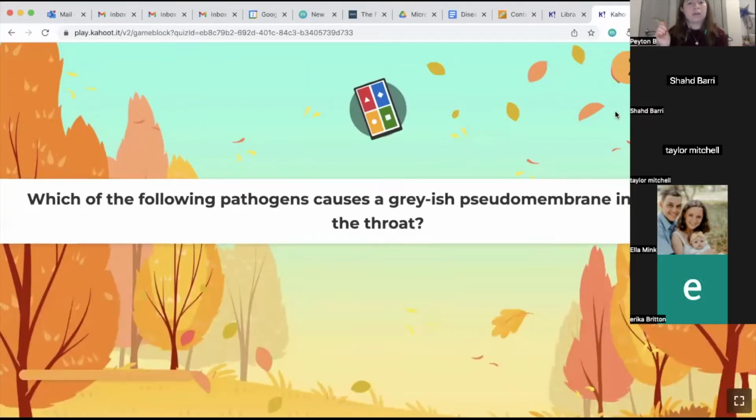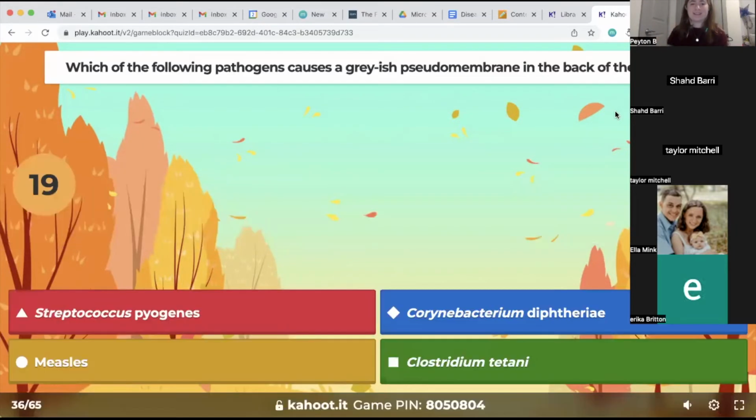All right, which of the following pathogens causes a grayish pseudomembrane in the back of the throat? We've gotten to the pathogens part. Yes, this is the most recent material. So now we're fully entering new territory.